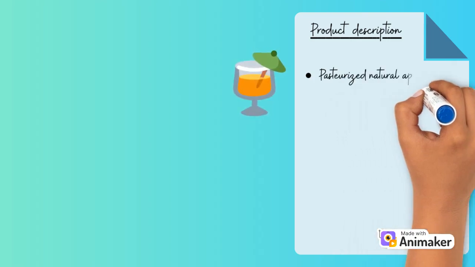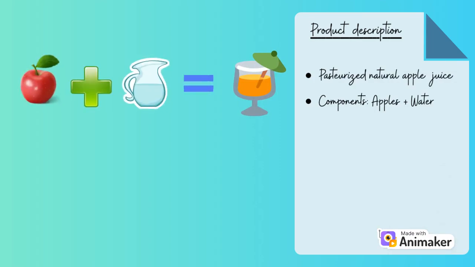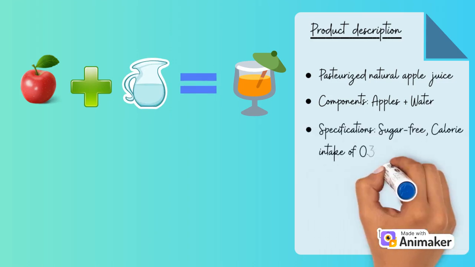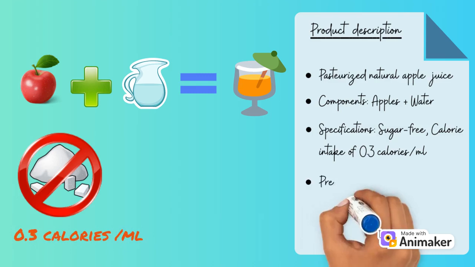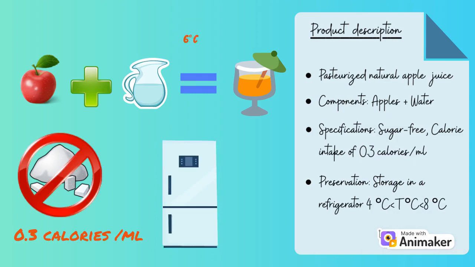The second step is the product description. This involves describing the components of the product and its storage conditions. If we take the example of a pasteurized apple juice, we should detail its components. In other words, we need apples, to which we add water. Then we also detail its specifications: sugar-free, and with an intake of 0.3 calories per milliliter. Finally, we can also add its preservation methods. For example, storage in a refrigerator at a temperature between 4 and 8 Celsius degrees.